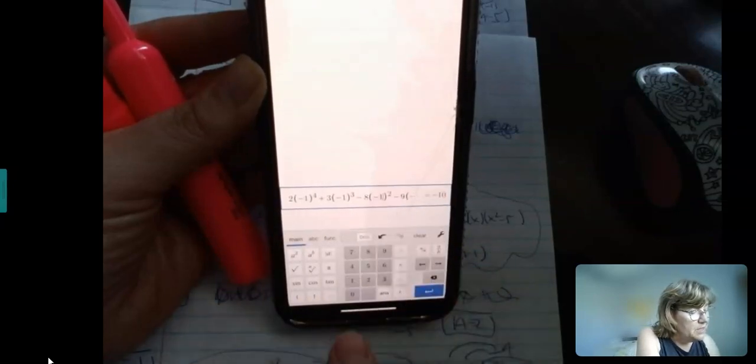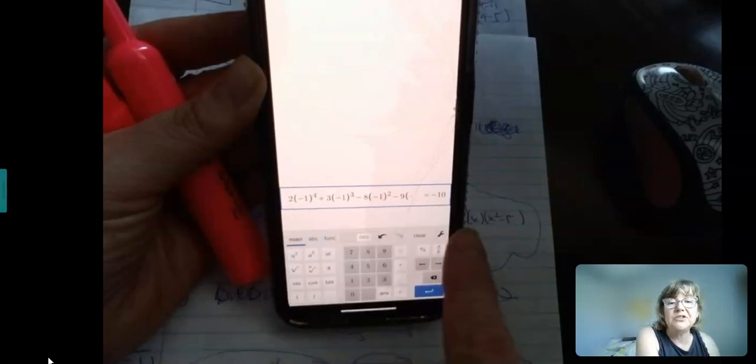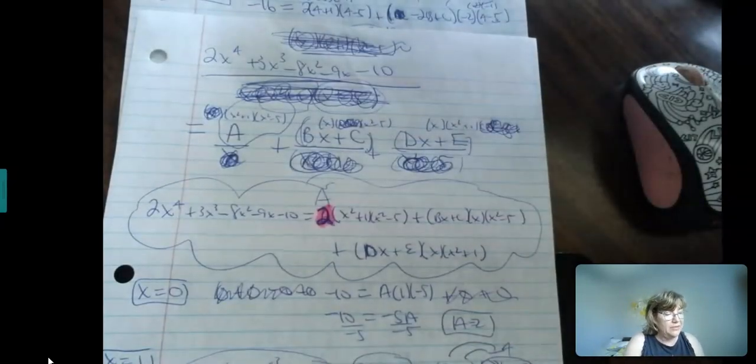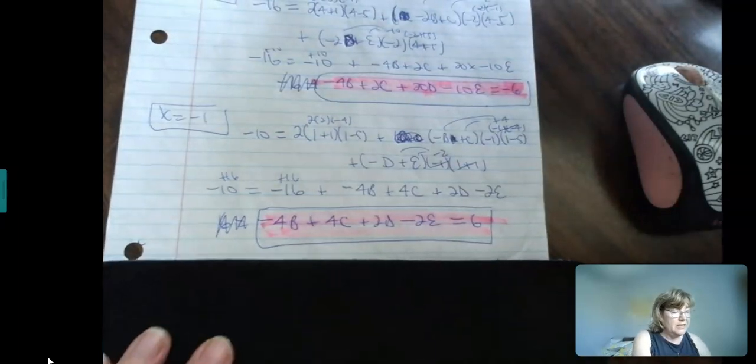What's wrong? Oh, it helps if you put a -1 there, huh? All right, I got a -10. Okay, so I'm just letting Desmos do the math. All right, so that's this side.